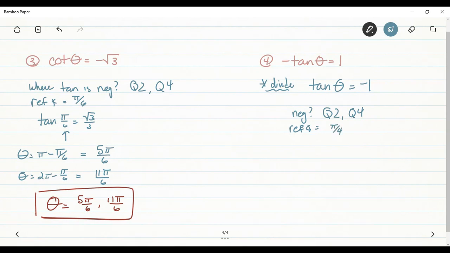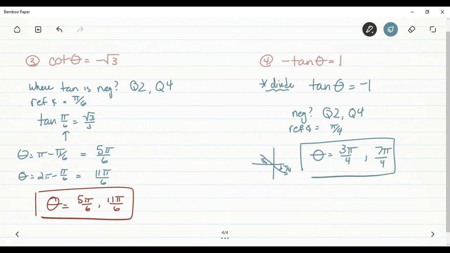So for the reference angle in quadrant 2, again, I'll just draw a picture for this one. Your reference angle here is pi over 4 in quadrant 2. That means that theta in quadrant 2 is actually 3 pi over 4. And our other angle down here, if this is pi over 4, then we know that our other angle has to be 7 pi over 4. Again, our interval was from 0 to 2 pi, so we're only looking for the positive angles, not the negative ones.